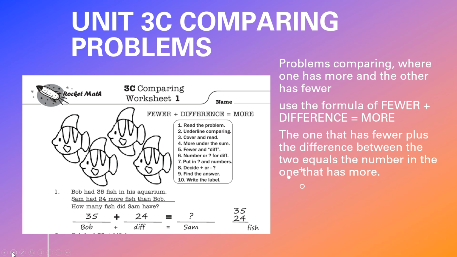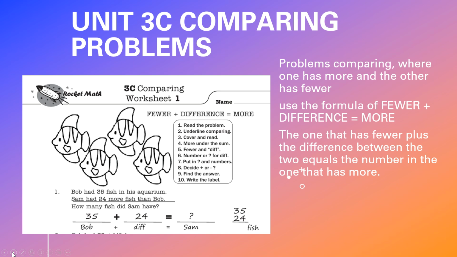Step 4 is the one that is more gets written under the third blank. Step 5, the one with fewer gets written under the first blank, or diff for difference is written under the middle blank. Step 6, they put either the question mark or the number for difference from the comparing sentence over the diff blank. Step 7, the question mark goes over the thing named in the question, and the known numbers go over their corresponding titles.